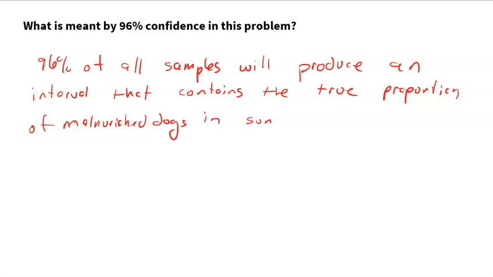Remember, the sample that they're talking about came from a specific county. All right, so it's important that you understand it's not a 96% chance, it's not a 96 probability, it's not 96% of the time, it's all about 96% of samples. I'm just going to go with the assumption that my sample is one of them. Why wouldn't it be? 96% is pretty high.